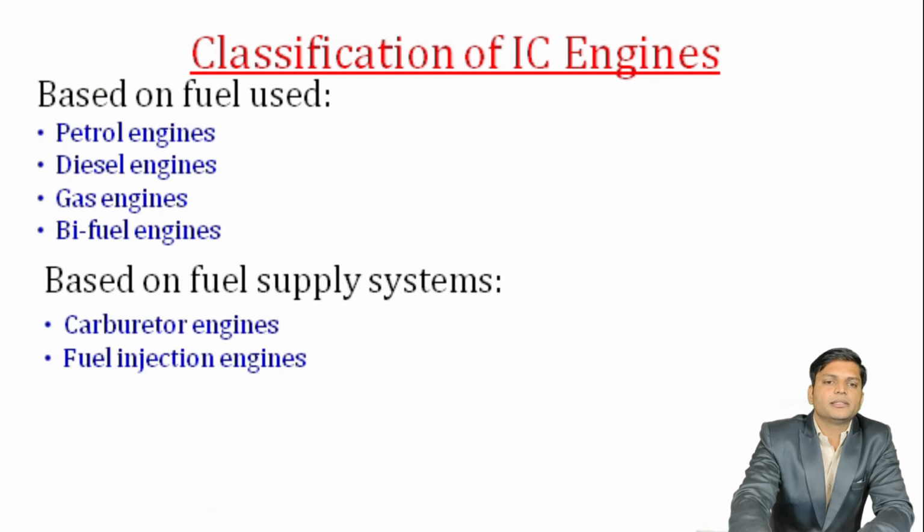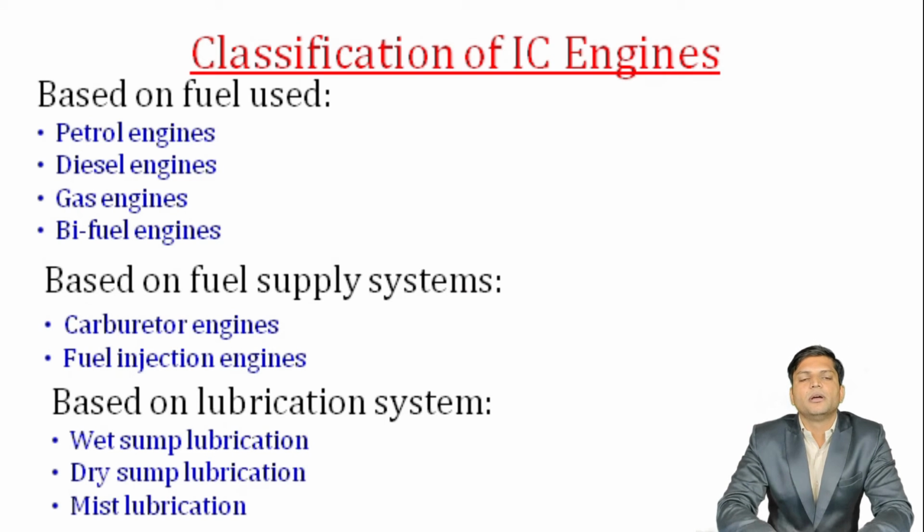The next classification is according to the type of fuel used. First one is petrol, second diesel, third one is the gas engine, and fourth one is the biofuel engine. So according to the type of fuel, here we can classify this. In the biofuel engine, 2 different fuels are used, whose fuel tanks are also different.